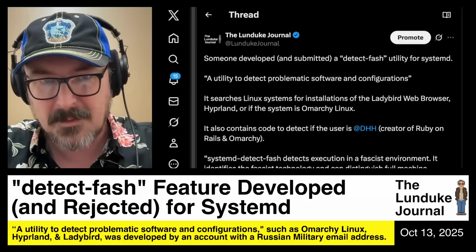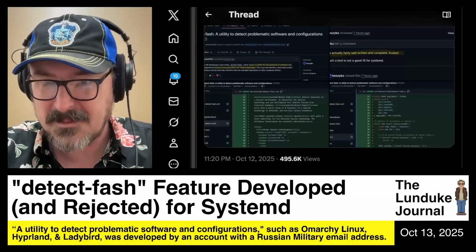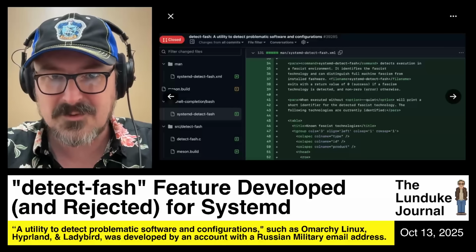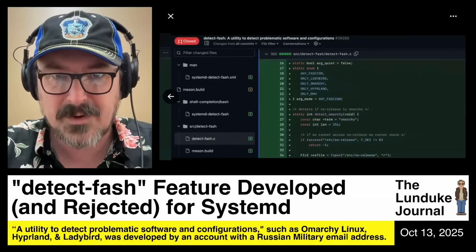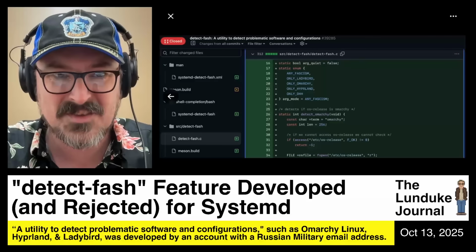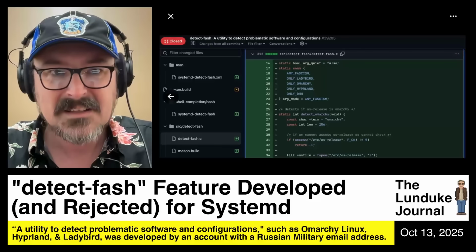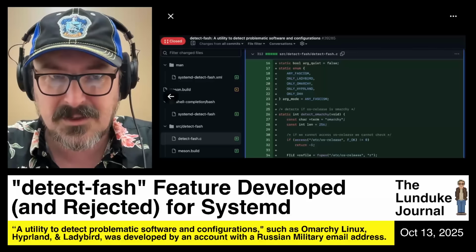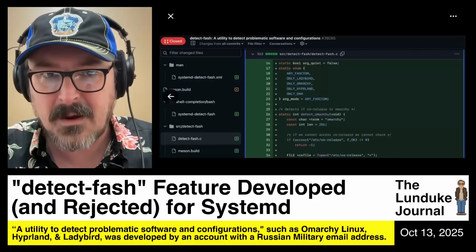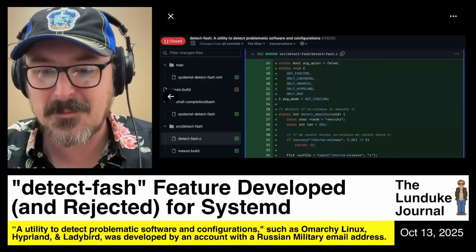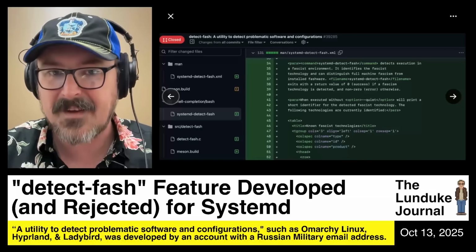Okay, so someone developed this and submitted it. Let me show you a little bit of the code. It's real code, and it really exists. It's written in C. Someone not only developed the code to do it, but the build process to do it and the documentation for it. I mean, someone spent a fair bit of time on it.